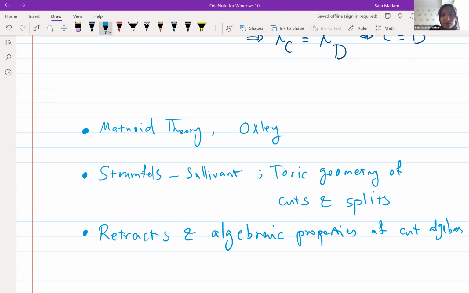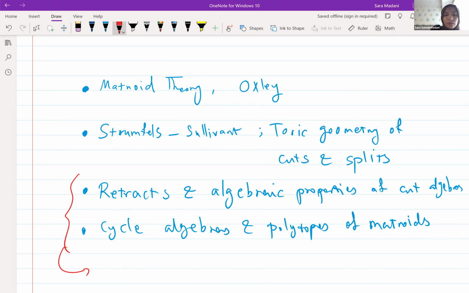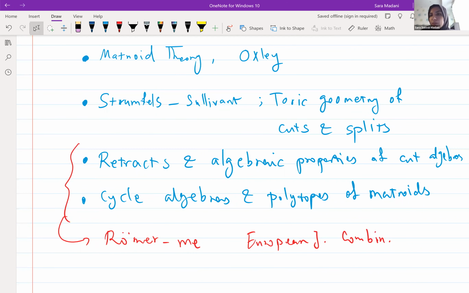And maybe the last one, Cycle algebras and polytopes of matroids. So these two are by Tim Römer and myself. The first one, as I said, has appeared in the European Journal of Combinatorics, and the second one is just online on arXiv. The first one you can also see on arXiv. And about cuts and splits, there are also some books, but I think about what I'm talking about, they may suffice.